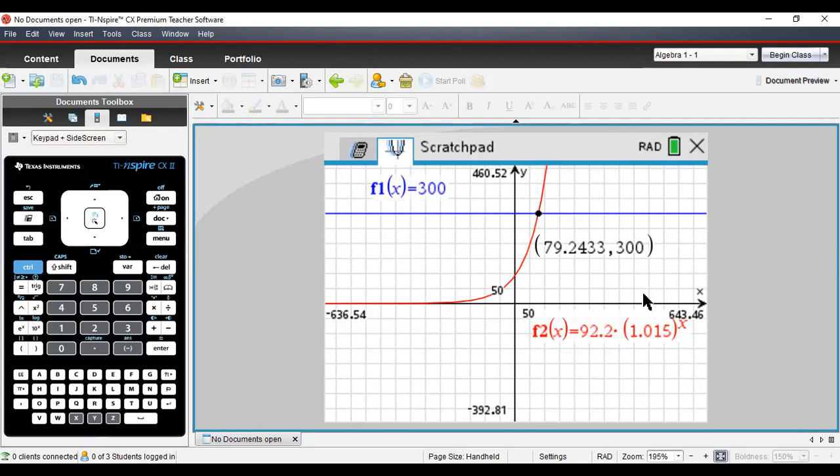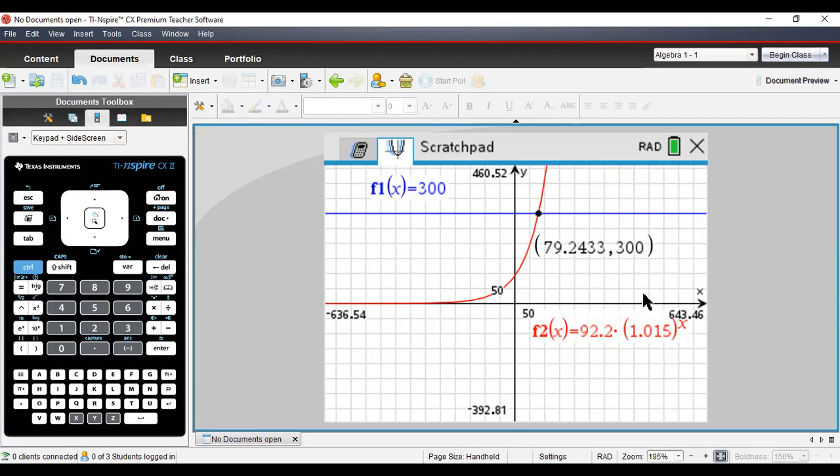We have 300. Now, actually, that's a little aggressive. We didn't get to 300 million, I think, until like 2000. But anyway, that's the answer. So T is equal to 79. Now I'm going to try to do this algebraically.